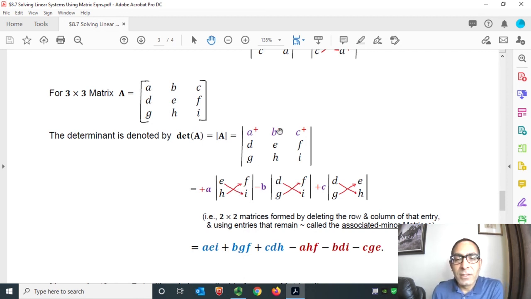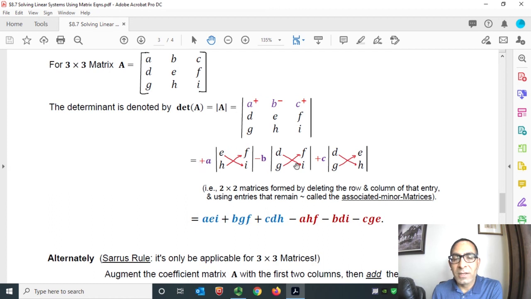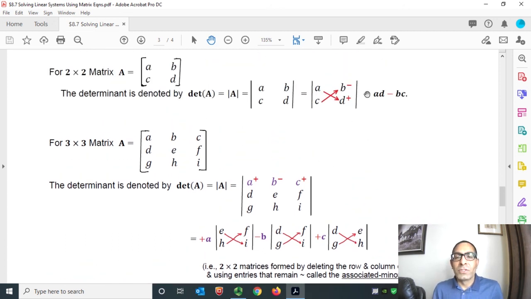The next term is negative b, because as I told you earlier we switch the sign: plus, minus, plus. So that's the formula, minus b. Then cross out the row and column containing b, so the first row is gone and the second column is gone, and we have the 2 by 2 determinant of d, f, g, i. In the next term, plus c, cross out the row and column containing c, so the first row and the third column are gone, and we only have d, e, g, h. That's the 2 by 2 determinant, and we know how to expand a 2 by 2 determinant from what we did here.